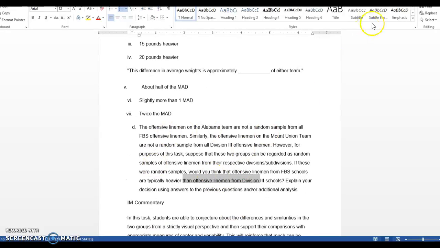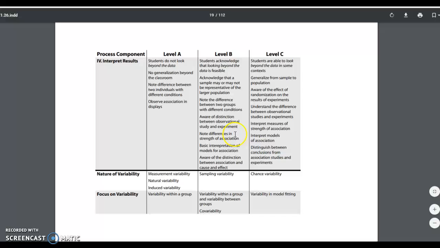This last question, part D, will fall around level A, I think level B, because they are asked to acknowledge and look beyond the data that is feasible, and to note the difference between groups with different conditions.